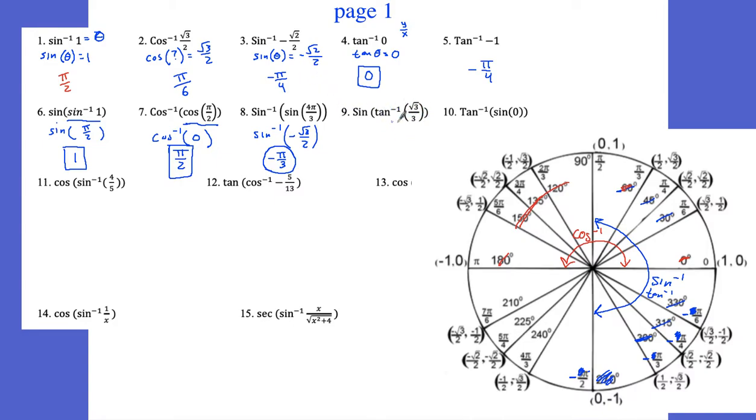Next, sine of inverse tangent root 3 over 3. So inverse tangent root 3 over 3. We can derive these. We're essentially looking for which of our angles does the tangent of that angle equal root 3 over 3. So the tangent equals root 3 over 3 at pi over 6.